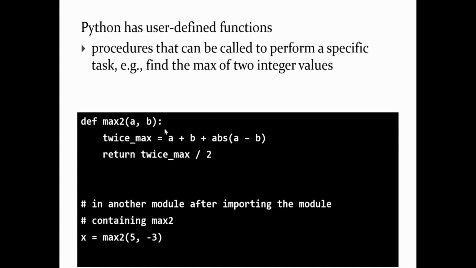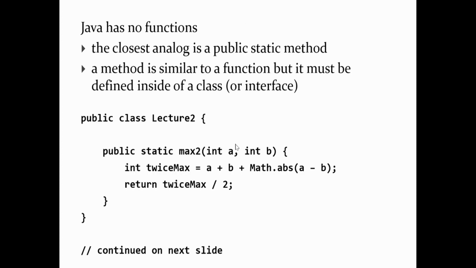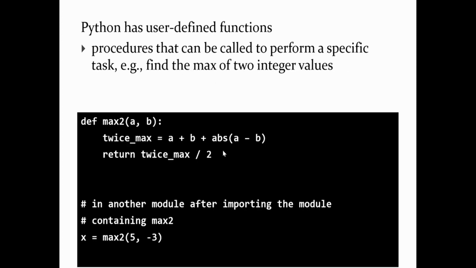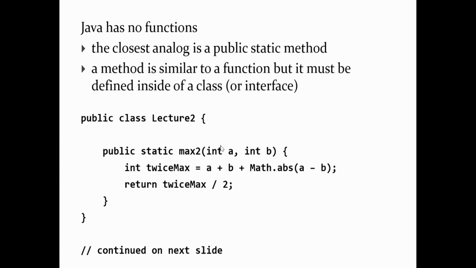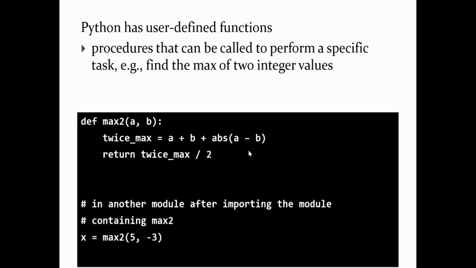But it turns out you can do some math and get the same answer. So to find the max of two values, I claim you can add them together and then add the absolute value of the difference. Is that right? I wonder if I forgot to fix this slide. Sorry, a plus b. Oh yeah, right. You add them together, add the absolute value of the difference, and then divide by 2. And that gives you the maximum value.